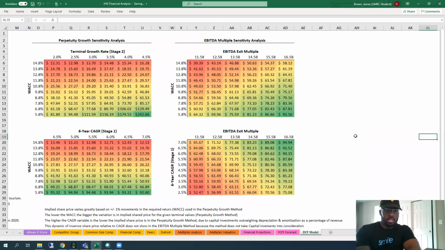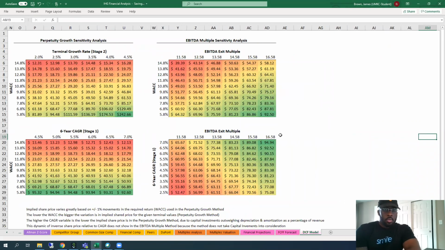Sensitivity analysis. Getting straight into my sensitivity analysis from a qualitative discussion standpoint, I have a few observations that I took note of. Implied share price varies greatly based on a plus or minus 1% movement in the weighted average cost of capital used in the perpetuity growth sensitivity analysis.